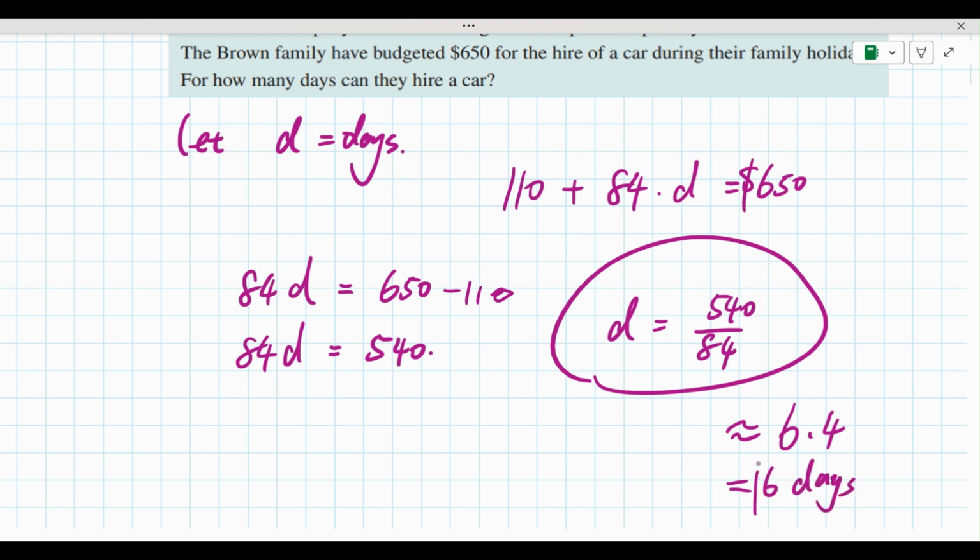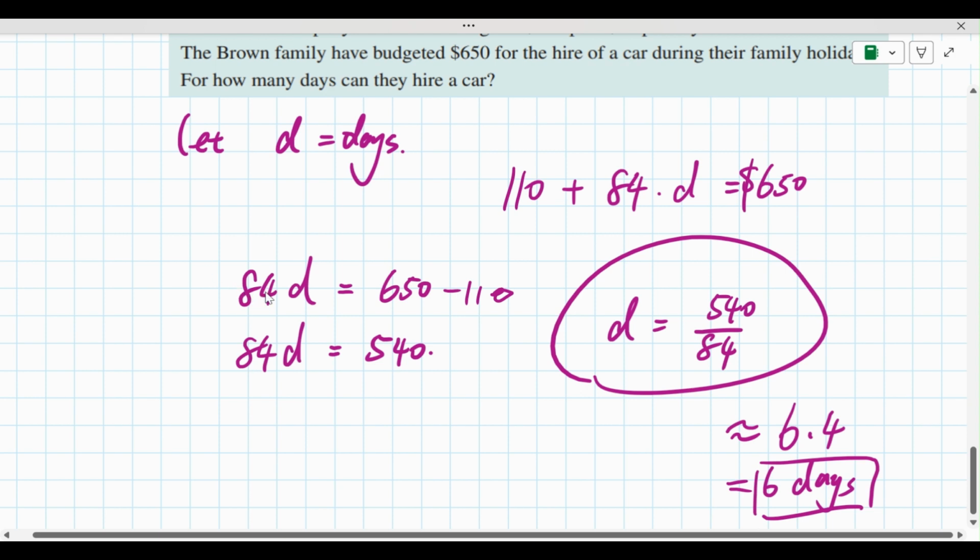Because we can't say 6.4 days. That's just not acceptable. They could hire the car for 6 days. For 7 days they couldn't afford it anymore. So that's why.